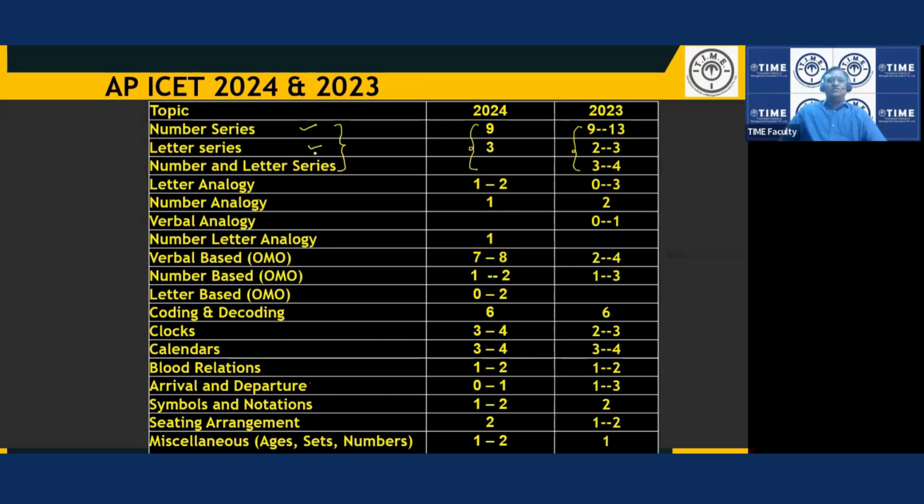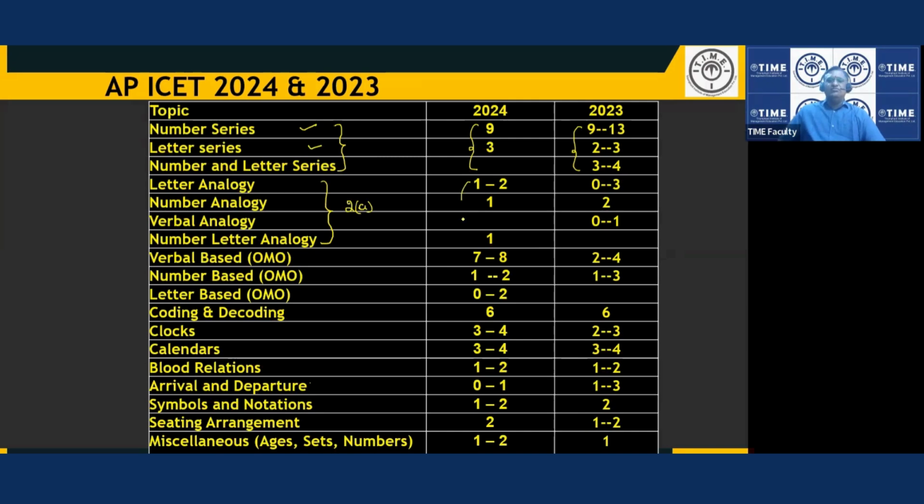It is one of the major topics in ICET. Next, letter analogy, number analogy, verbal analogy, and number and letter combination analogy. These four topics are exercise 2A from our textbook. Letter is only for alphabets, number only numbers. Verbal means, for example, if dog is related to puppy, then what is related to pig? The baby of the dog is known as a puppy, and the baby of the pig is called a piglet. And there is also the number and letter analogy combination.